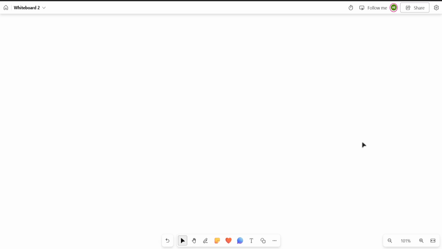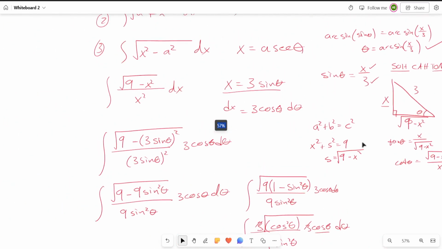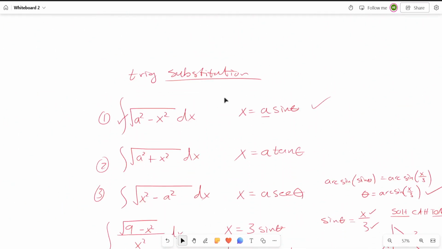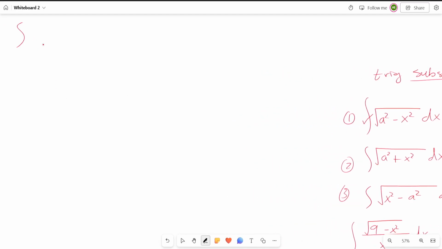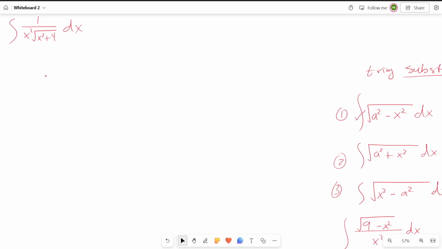Let's take a look at another example. So let's try and get our rules from here. Okay, so let's do this example over here. Let's say we have the integration of 1 over x squared times the square root of x squared plus 4 dx. Okay, what situation does this look like? Is it situation 1, 2, or 3?